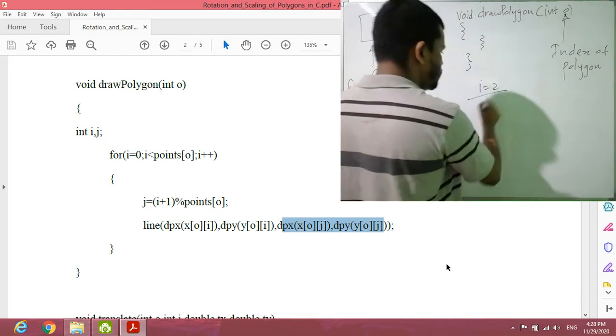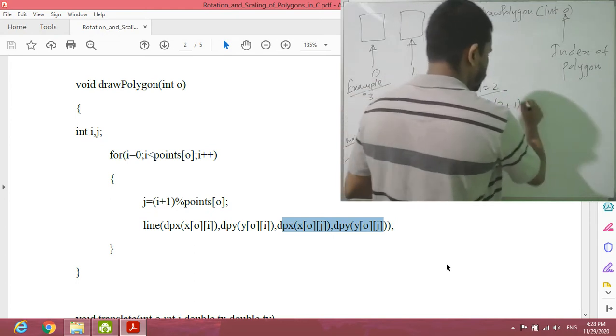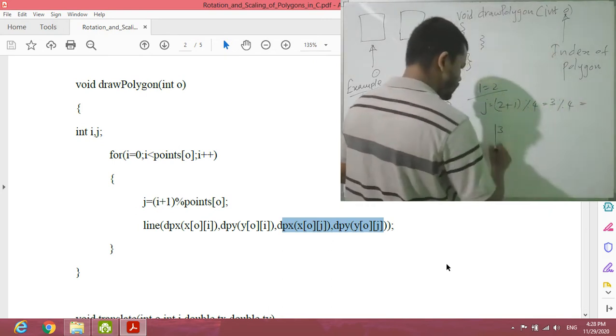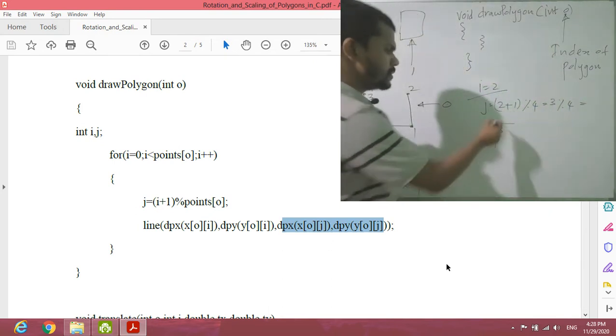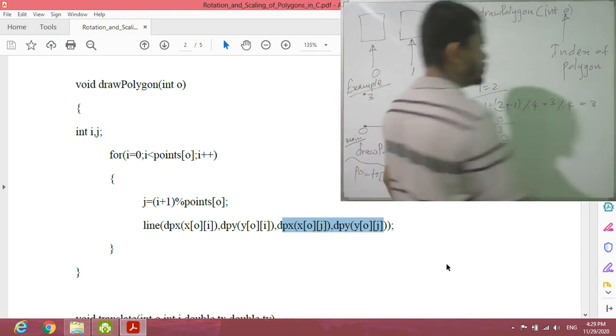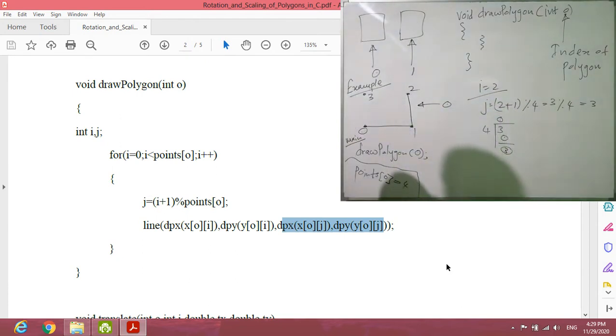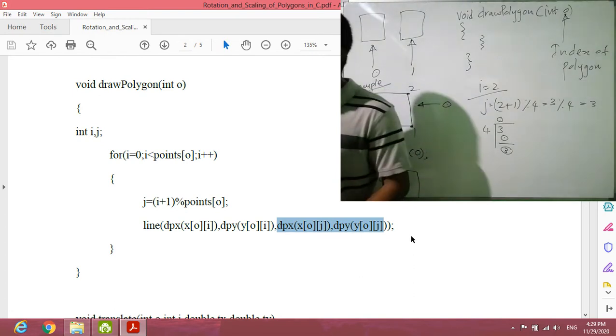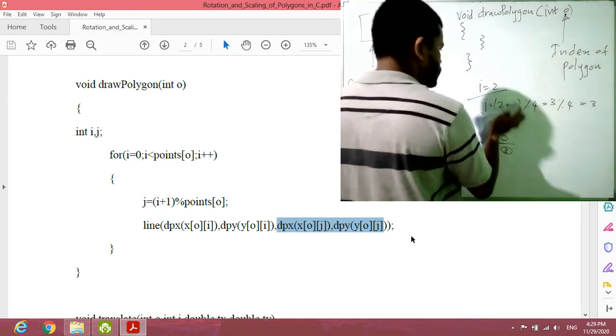Next, i equals 2, then j becomes 2 plus 1 modulo 4. 3 modulo 4 means we divide 3 by 4, the quotient is 0 and the remainder is 3. Here we have 3. Now we move to the line function. Here i equals 2 and j equals 3. Therefore 2 and 3, this line segment will be drawn.